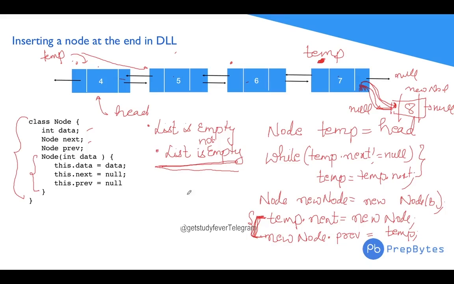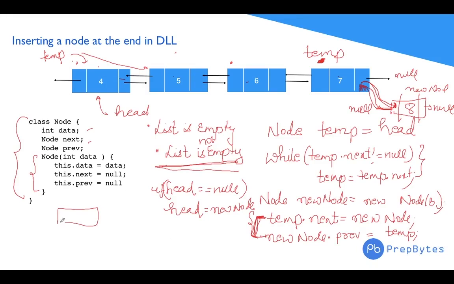So how do we know that the list is empty? If head is equal to null, it means that the list is empty. In this case, we will simply update our head to point to the new node. Again, let's say this new node is created in the memory and the list is empty. So if the head is null, the list is empty, which means that this is going to be the first element of that doubly linked list. So in that case, we will do nothing but just make head start pointing to this particular node.